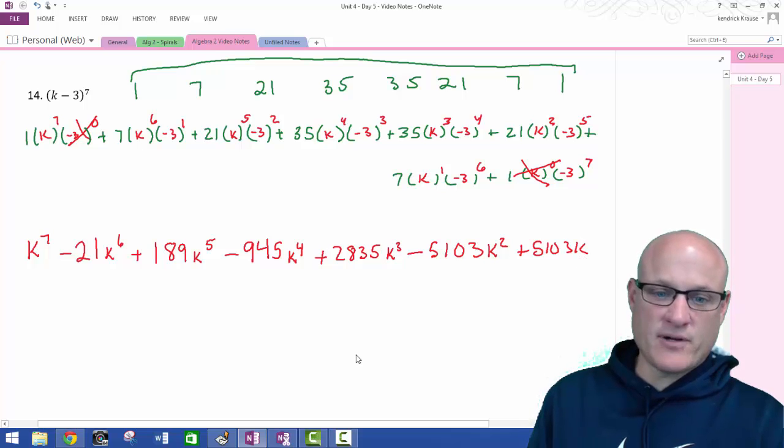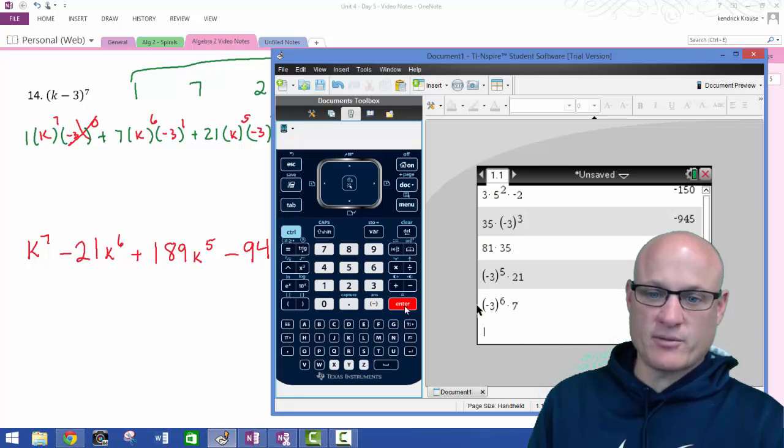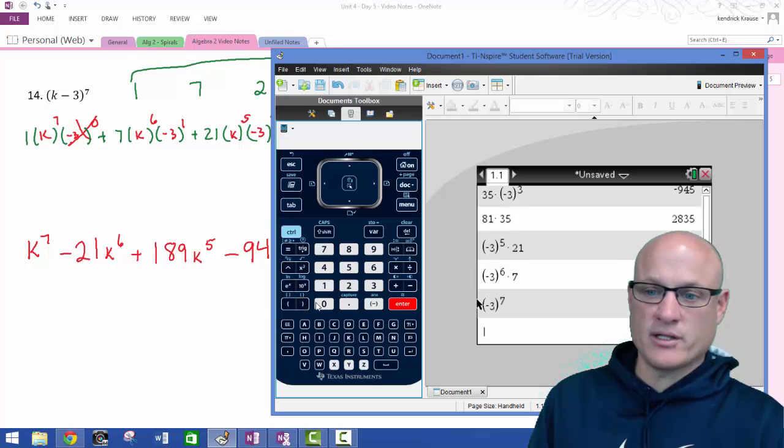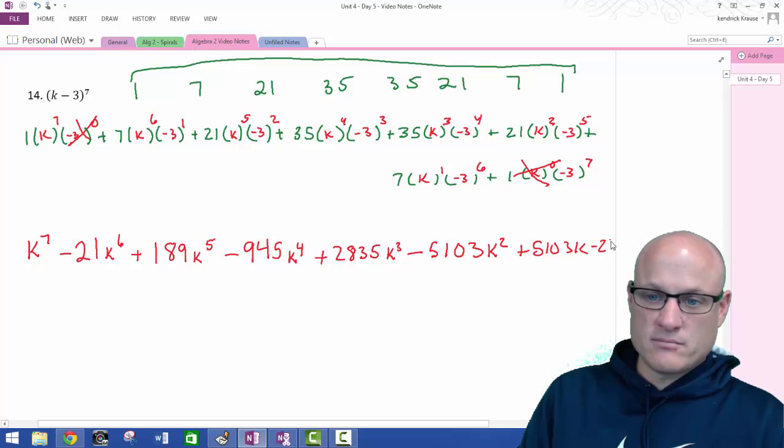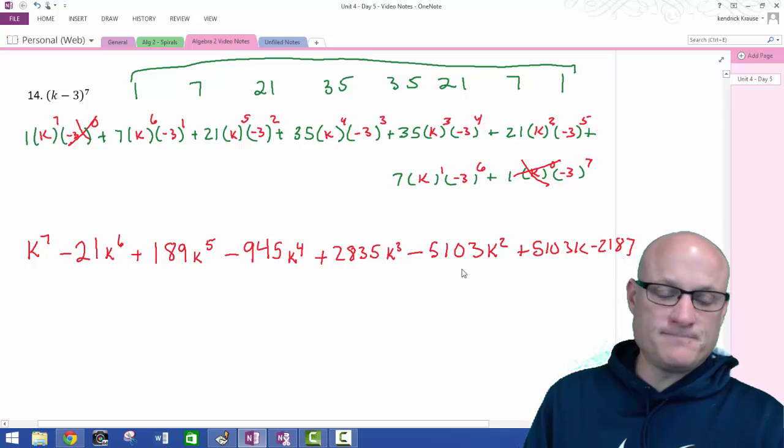Okay, and then finally the last one is just negative 3 to the 7th power. Parentheses, negative 3, parentheses, raised to the 7th power, and we get negative 2187.